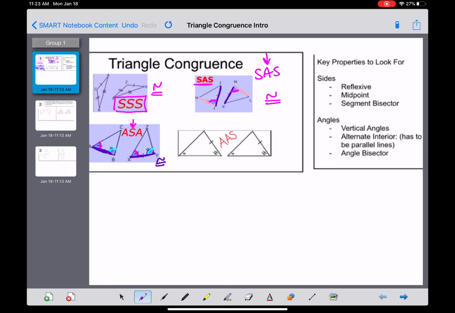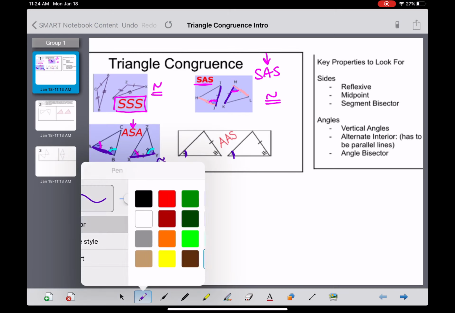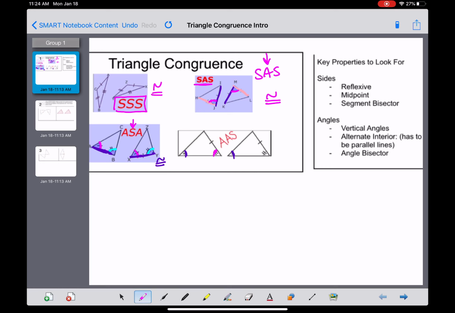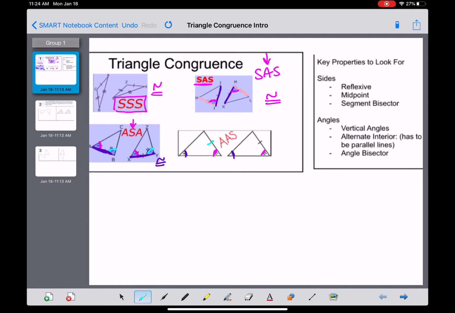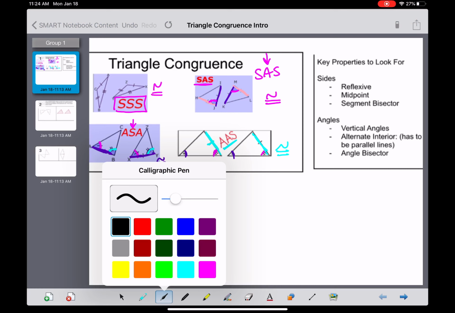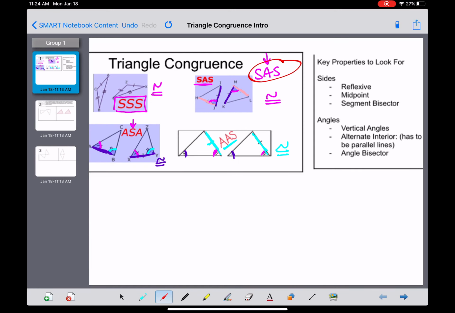The last one is angle, angle, side. So notice that the side doesn't have to be in the middle. So I have my two sets of corresponding angles. And then the side that is not in the middle is also congruent to each other. If I can show angle, angle, side, then I can say that those two triangles are congruent. So this week, all we're going to be focusing on, we're going to think of it like a puzzle. We want to see if we can find these shortcuts to prove congruency.